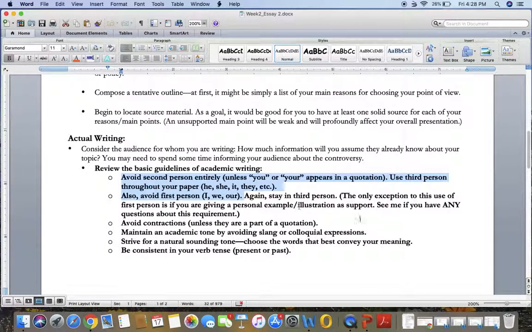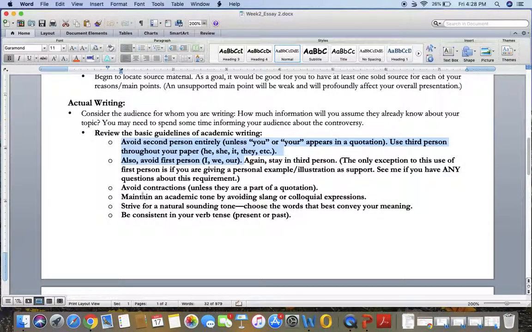I might make a rare exception if you have specific experience with your topic. But for the most part, you want to stay away from first person, specifically statements like I think or I believe or in my eyes. You don't want any of those types of statements. Avoid contractions: can't, won't, don't. Use whole words to maintain that more academic tone. Avoid slang or any other colloquial expressions.